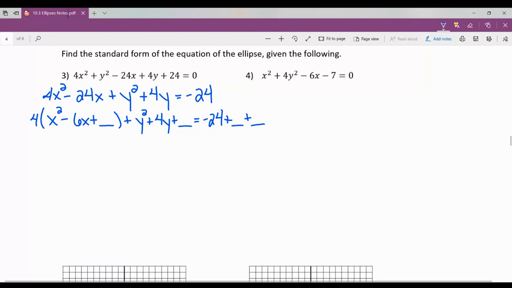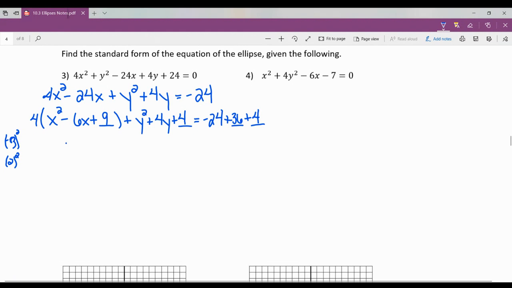All right, so I'm going to complete the square. Take the middle number, divide it by 2. I get negative 3. I'm going to square that. That's adding 9, but technically I didn't add 9. I technically added 36. And then take that middle number, 4 divided by 2 is 2. Then square it. That's going to be 4. So I add 4 to this side.